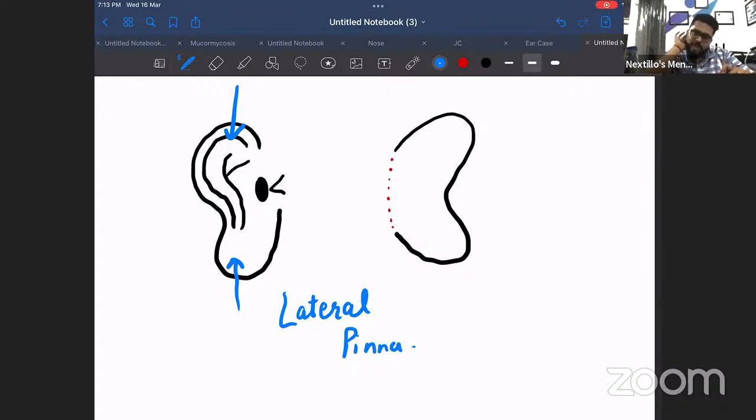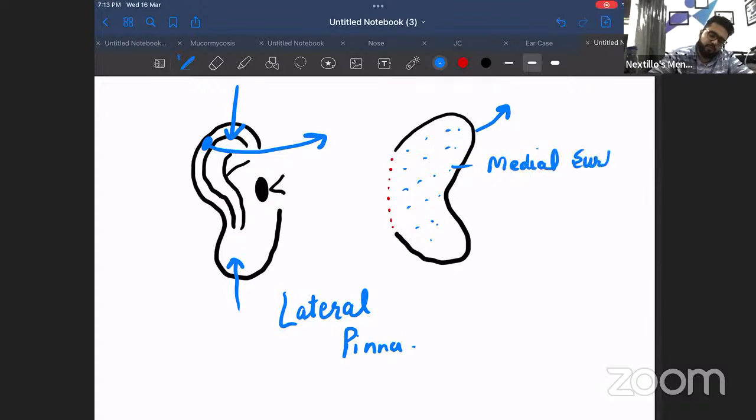Now, hold it from the back and try to push it to the front. We'll hold it from here and push it forward like this. Now we can see this surface. This surface is also called the medial surface of the pinna. This is the medial surface of the pinna.